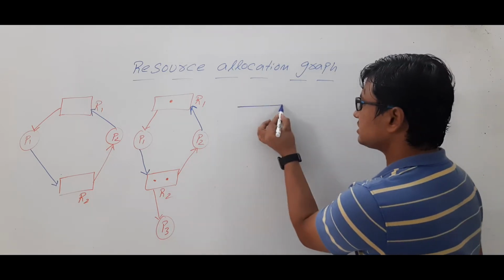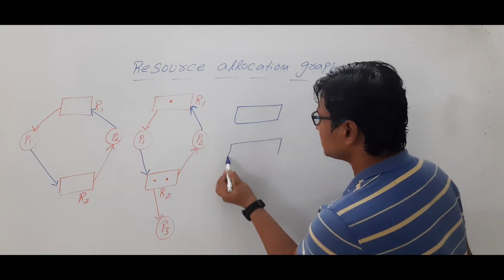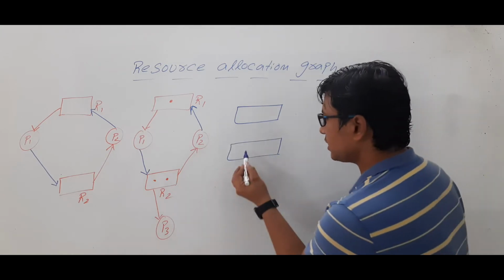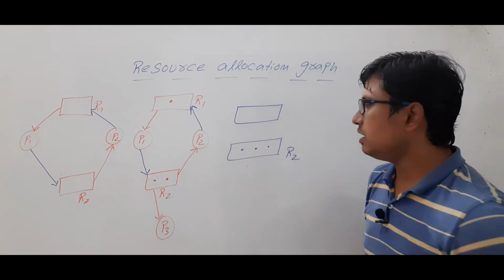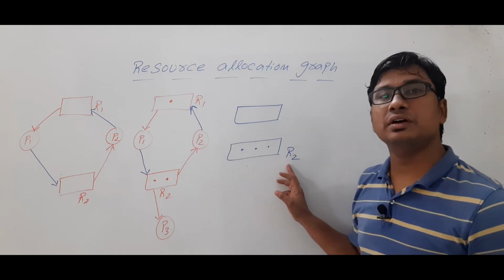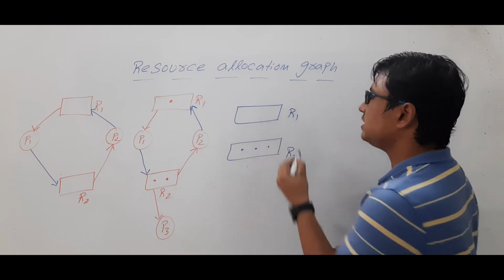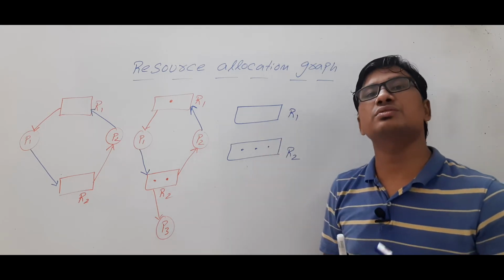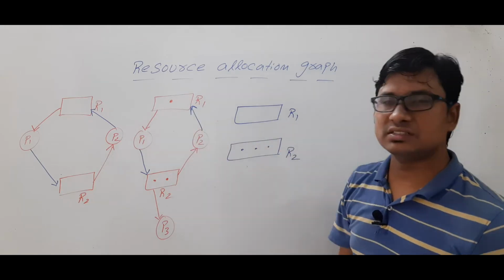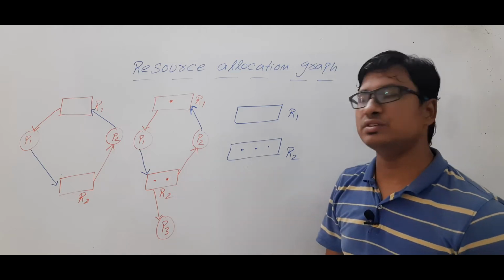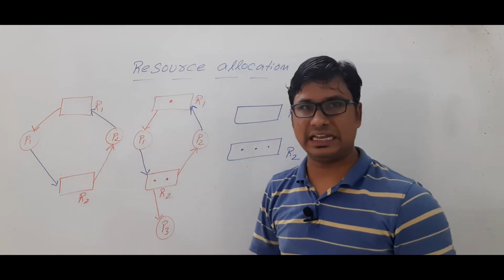If it is a single instance resource, we will represent it like this. If it is a multiple instance resource, look here, if I represent three dots in resource R2, it means that three instances of resource R2 are available. Now if I represent it like this with resource R1, it means that a single instance of resource R1 is there. Are you able to understand? So now look here, you have one instance of resource R1 and two instances of resource R2. You can represent a single instance like this, or simply you can represent it like this also.